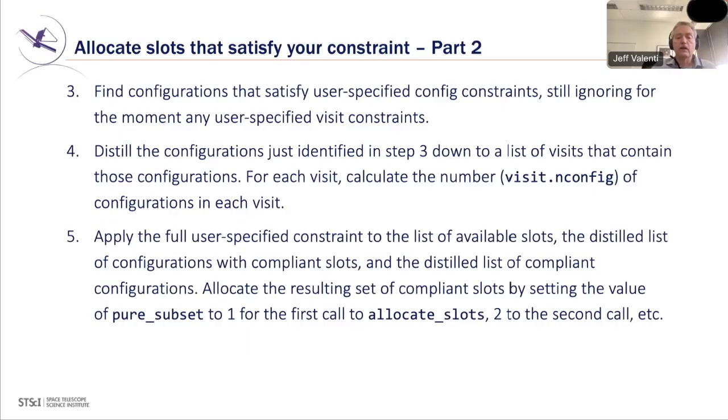Anyway, finally, you've applied all of the constraints. You're not doing all this yourself. This is happening under the hood in allocate slots. Allocate slots sets this parameter, which is in the output files we saw, pure subset, to 1 for the first call to allocate slots, 2 for the second, etc. So you'll have summary information and detailed lists of slots, and you'll know in which pass through the allocation process each one of those slots was allocated.